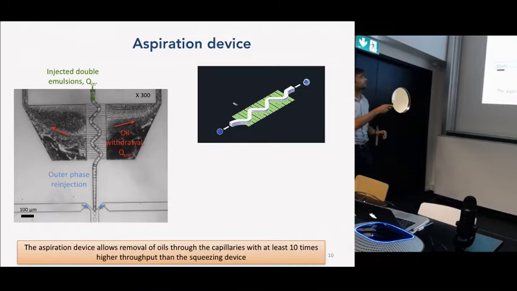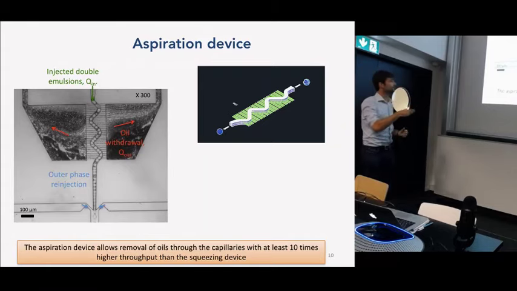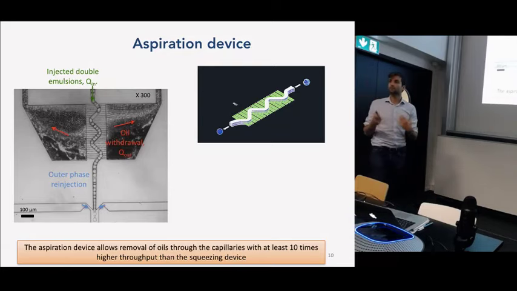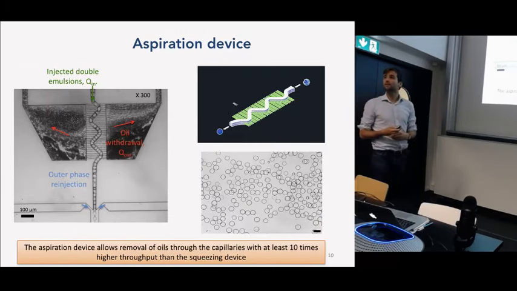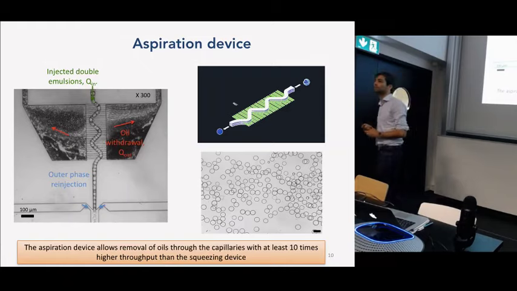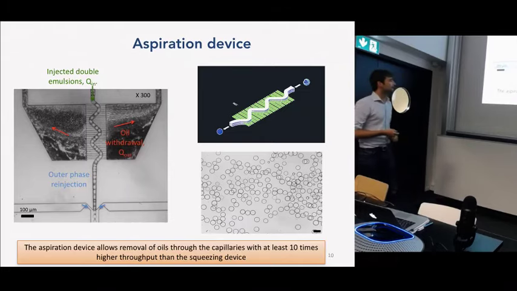So here you have the double emulsions that arrive. As they go through this main channel, oil is being removed in the main channel, and they kind of jam together. And this jamming is very important for the efficient removal of oil. And afterwards, in the second junction, they get separated again. We can obtain with this technique thin shells, which have 250 nanometer shell thickness, but the throughput is 10 times higher than what we had with the constriction device.